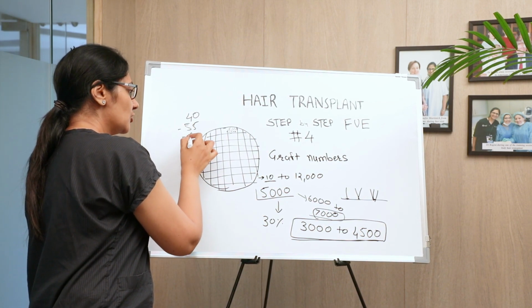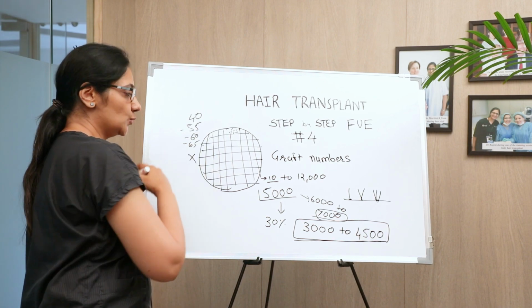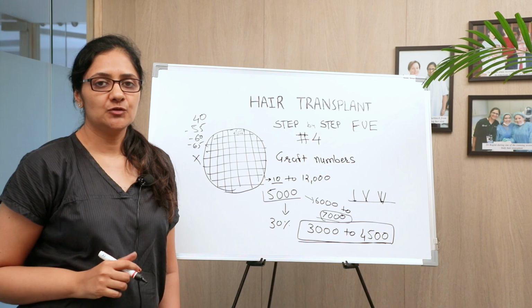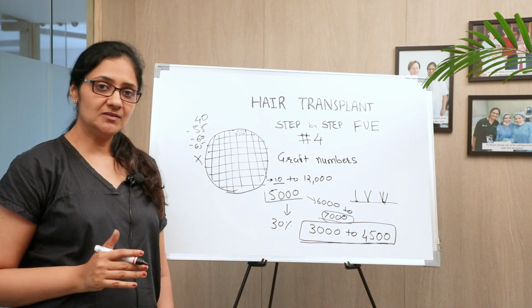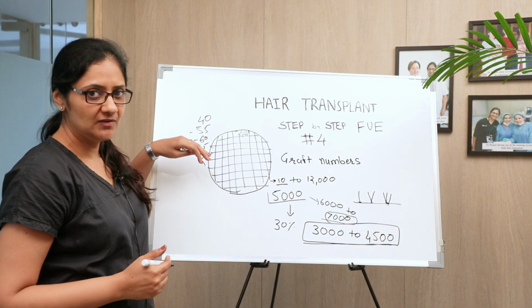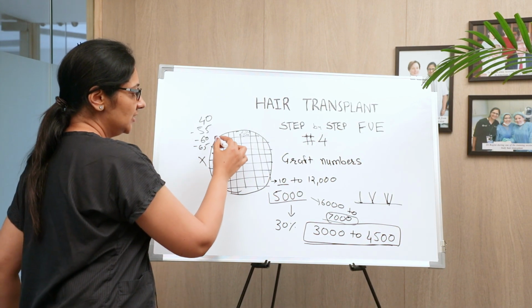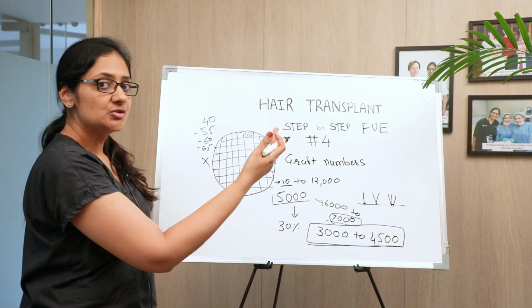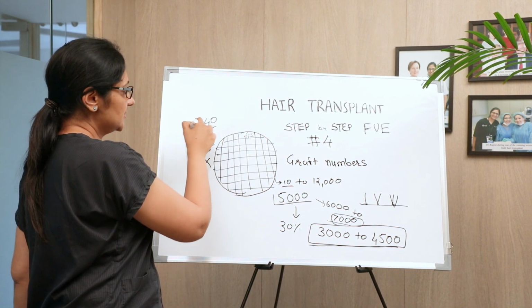In a few cases, we have gone up to 60, 65 also. That depends upon whether you have that much supply available at the back of your head or not. If you have supply available, you can go for very high density sessions. If you don't have enough supply available, then you don't want to end up utilizing all of the hair in a small area and leaving the rest of the area bald. So then you end up with low density sessions.